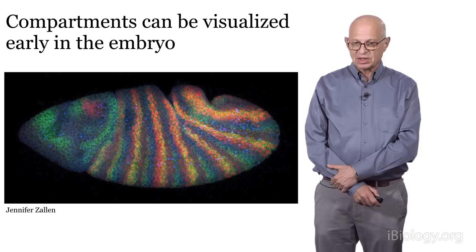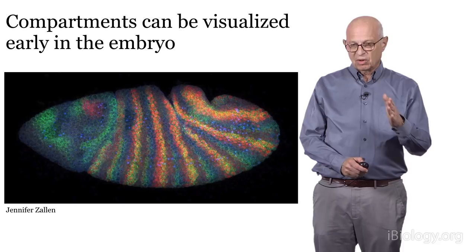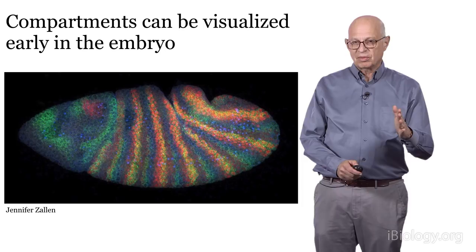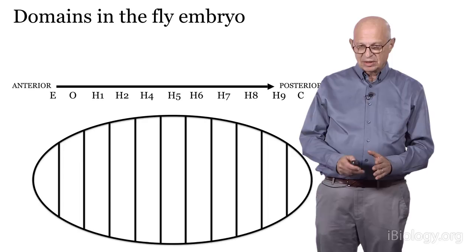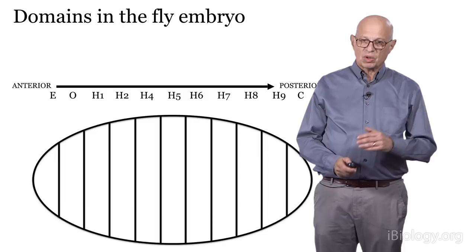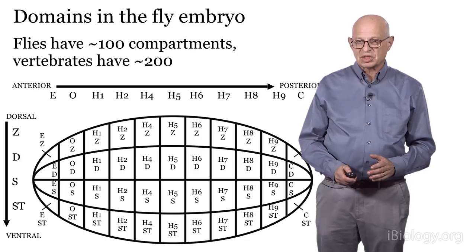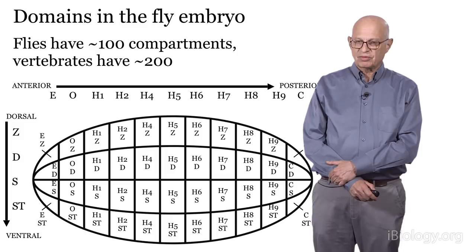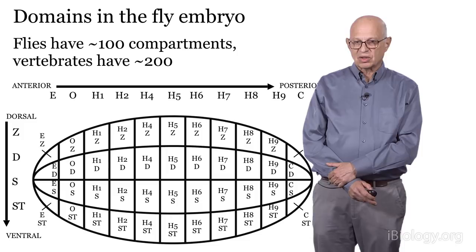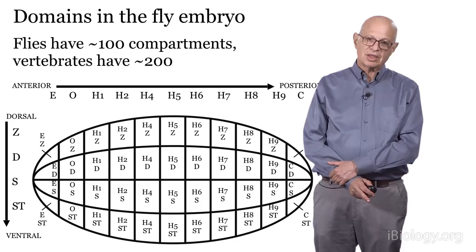So compartments can be visualized early in the embryo. This is a Drosophila embryo, and these are compartments that go from the back to the front of the embryo, spaced from the anterior to the posterior end. And the domains in the fly embryo, which is where this was discovered, are these anterior-posterior vertical lines, but they're also dorsal-ventral lines, and so flies have about 100 such compartments. Vertebrates have about 200 compartments. These happen rather early in development. And each compartment is specified by a set of transcription factors and secreted signaling molecules. So it's not that each compartment has a unique transcription factor, it's the set that is different from the next compartment.